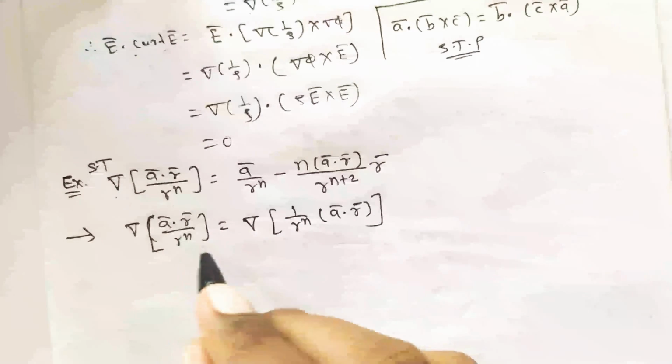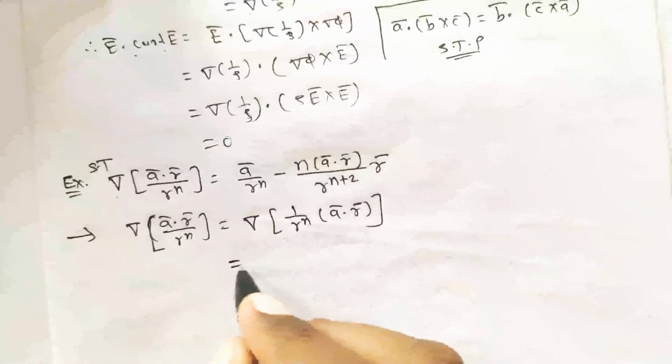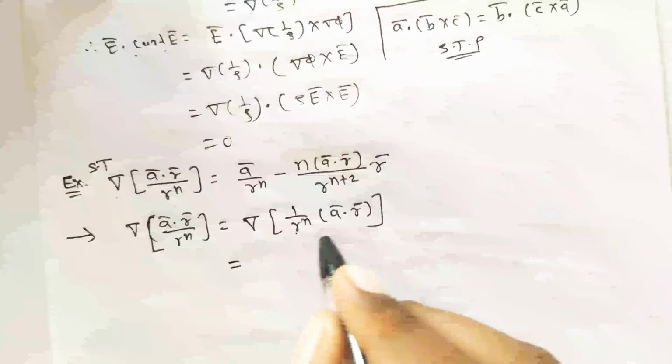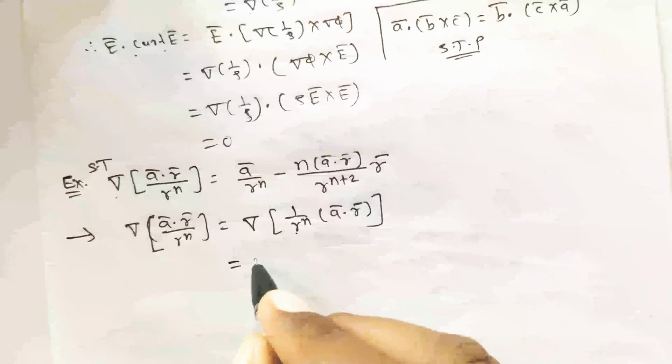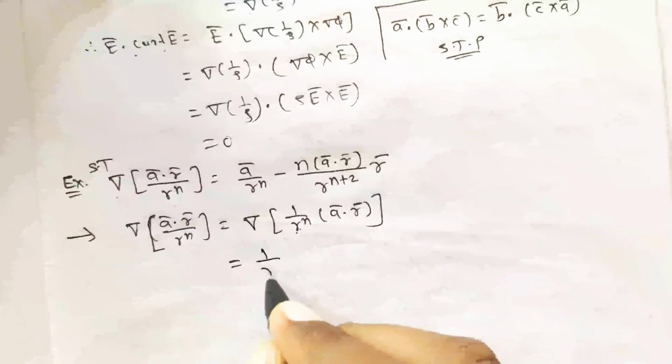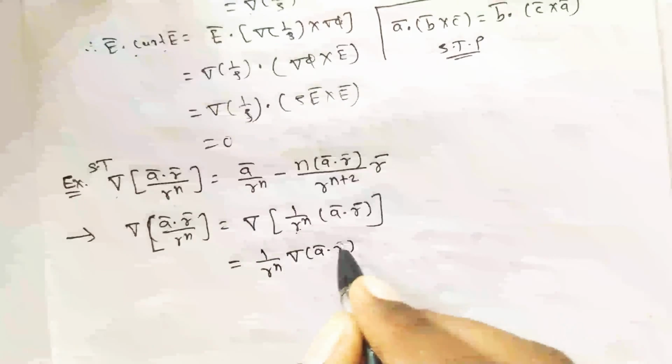If you write this as 1 upon r raised to n into a bar dot r bar, then we can use del of u into v, because both are scalar. What is del of u into v? Suppose u is 1 upon r raised to n as it is, into del of a bar dot r bar.